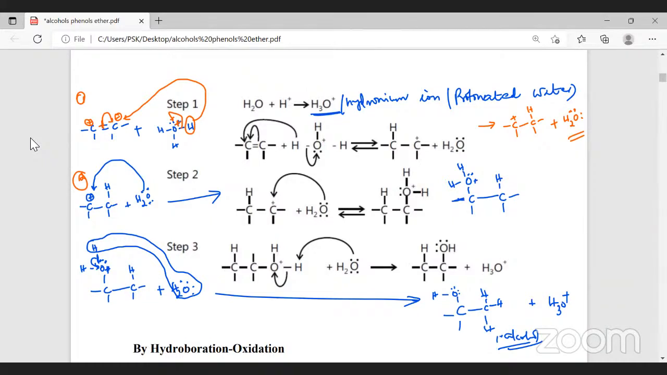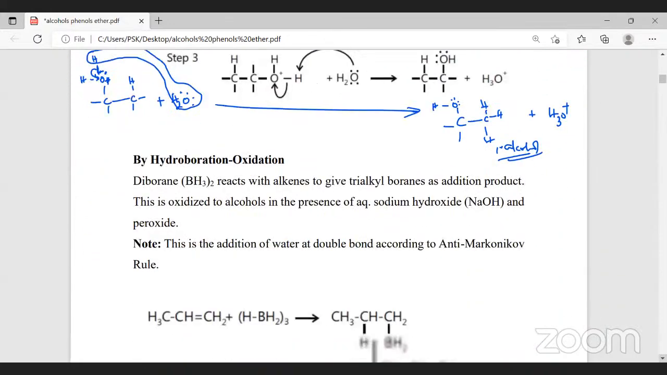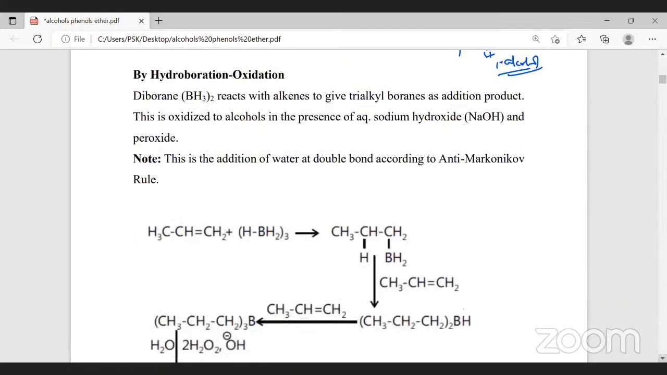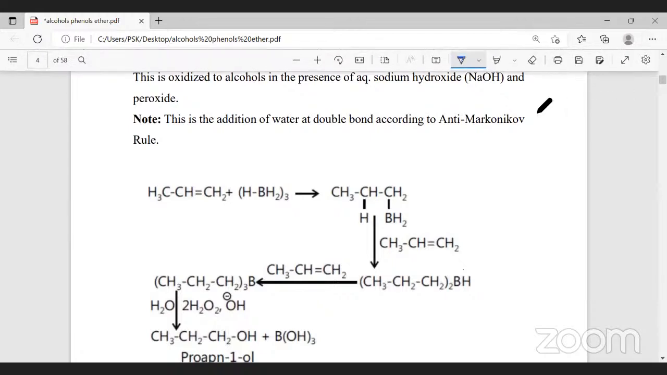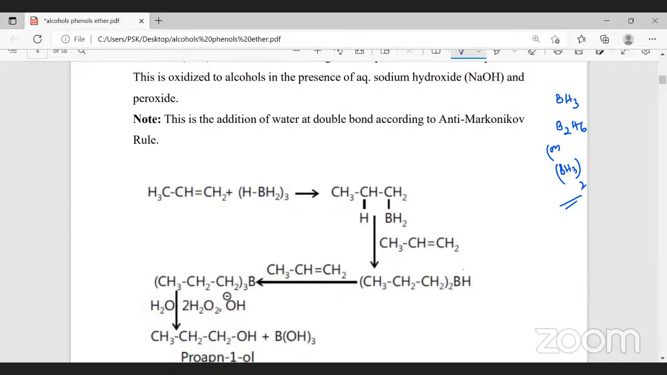All right, any clarification? Next, we can go for the next method of preparing alcohols, that is by hydroboration oxidation. This hydroboration oxidation is also important. We will try to understand this hydroboration oxidation. Borane is BH3. This borane exists as diborane, B2H6, or we represent it as BH3 twice. Diborane is a hydride of boron.